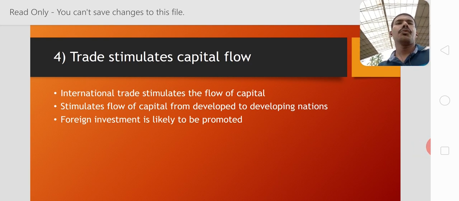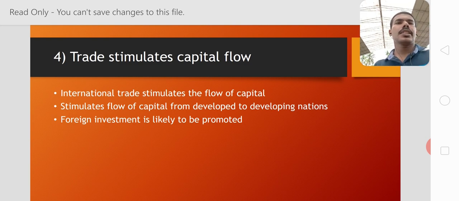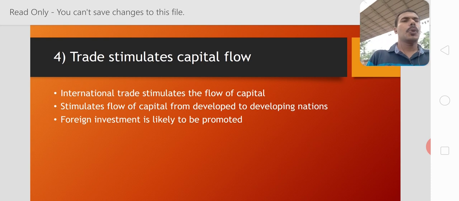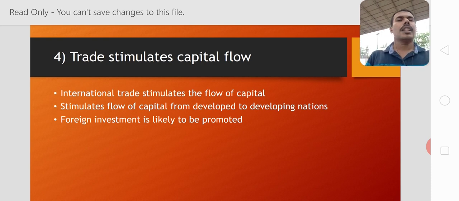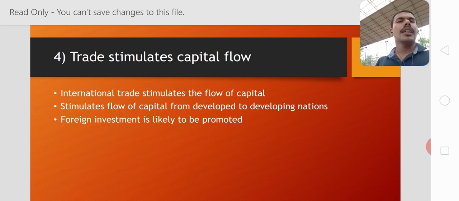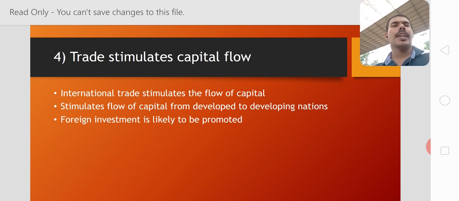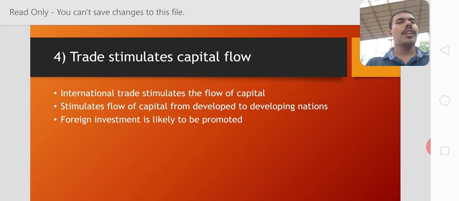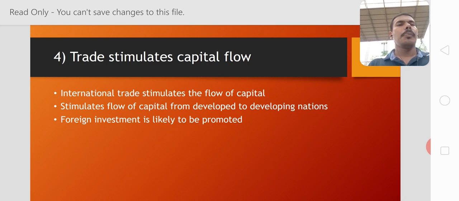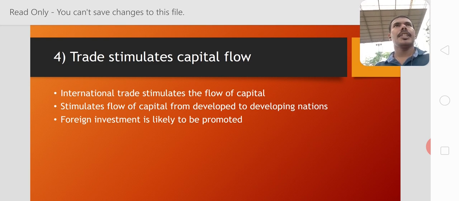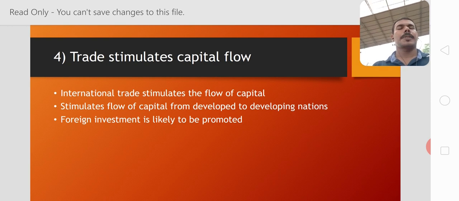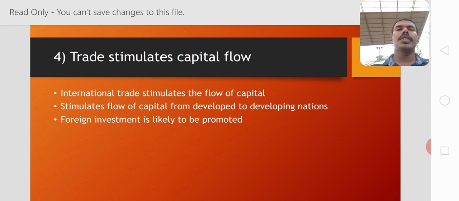This is one way in which trade is contributing to the economic development of nations involved in export and import of commodities and services. So you think, how does trade stimulate capital flow? Capital flow is investment. That may be foreign direct investment or foreign portfolio investment, which has been happening through the stock market or other capital market instruments. So trade stimulates capital flow.